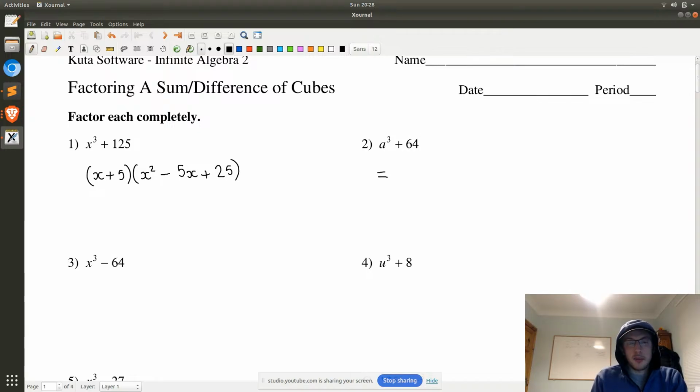This is the sum of two cubes. It's the sum of the cube of a and the cube of 4. So following the pattern, I write a add 4, then a squared, take 4a, plus 16.